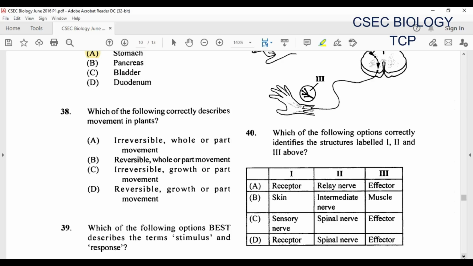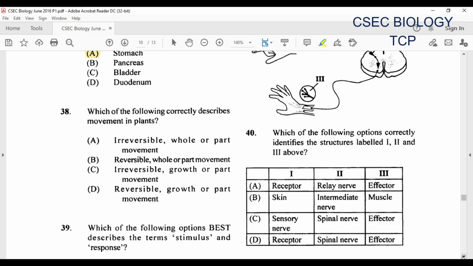But let us look at what I chose here. Now the question is changing slightly from paper to paper. In some cases it is talking about tropism, and in some cases, as it is here, it is saying which of the following correctly describe movement in plants. Now we have irreversible, whole or part movement. Now when a plant moves, is it irreversible?